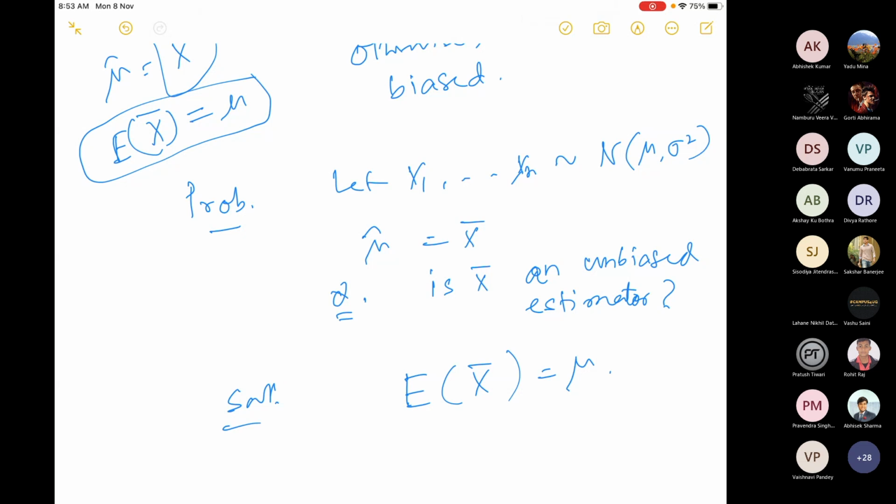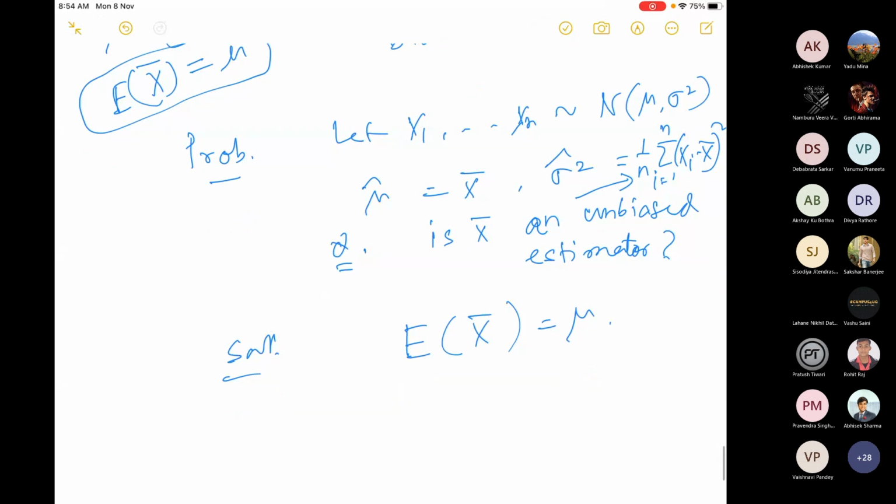Now we have sigma square itself. That's the second question. Sigma square hat is equal to 1 by n, according to ML or MOM, the sum over i equal to 1 to n of (xi minus x bar) squared. Don't forget that this is not the sample variance because here it is n, not n minus 1. When I introduced the concept of sample variance, I said, why do you take n minus 1, not n? Anyway, so now the question is: is this biased or unbiased?